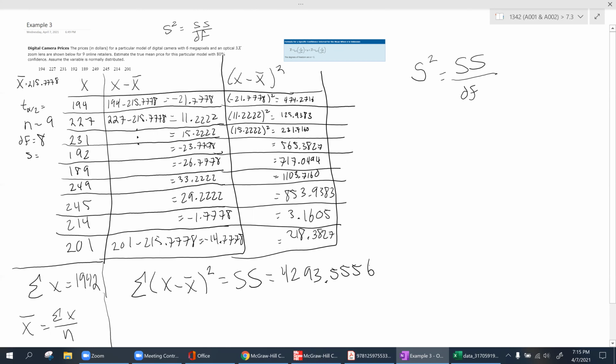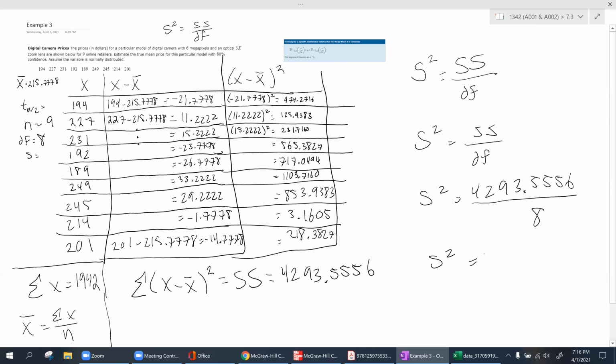So in order to find my variance, I know S squared is equal to the sum of squares over the degrees of freedom, meaning my variance is 4293.5556 divided by my degrees of freedom, which is n minus 1, which is 8, meaning my variance is just going to be 536.6944. And if you take the square root of both sides, that gives you the standard deviation, meaning the standard deviation for my problem here would be 23.1667.